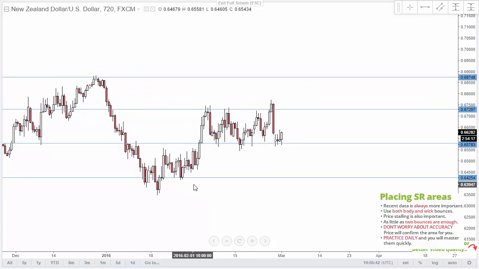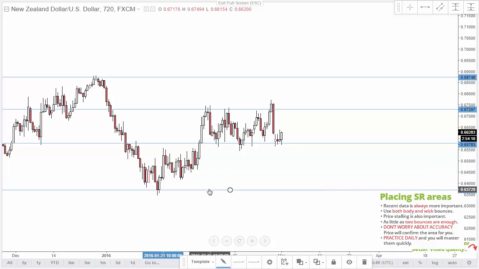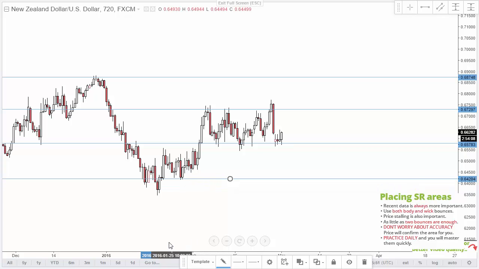Now, like I've been saying a few times in this webinar, what happens if I'm wrong? So what happens if this support resistance area should have been placed here as opposed to here? What happens is price is going to push down to here.